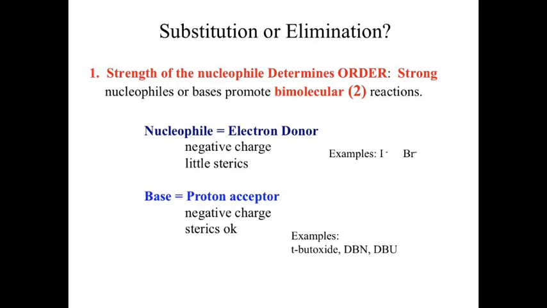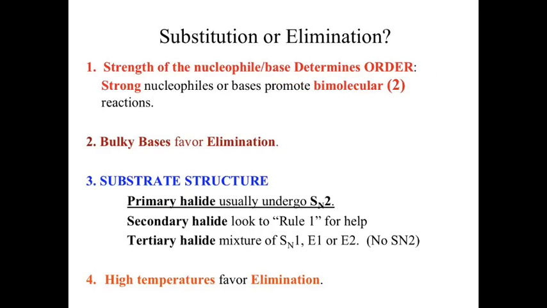Remember the big difference between nucleophiles and bases. They both ultimately donate electrons, but it's a question of what they donate electrons to. Your nucleophiles, very little sterics. Your bases, sterics are okay. Okay? So be aware of those kinds of subtle differences. Bulky bases will favor the elimination because they can't do substitution. So if I look at my nucleophile and/or base and I say that's bulky, immediately I'm jumping on the elimination train and I ignore everything else.